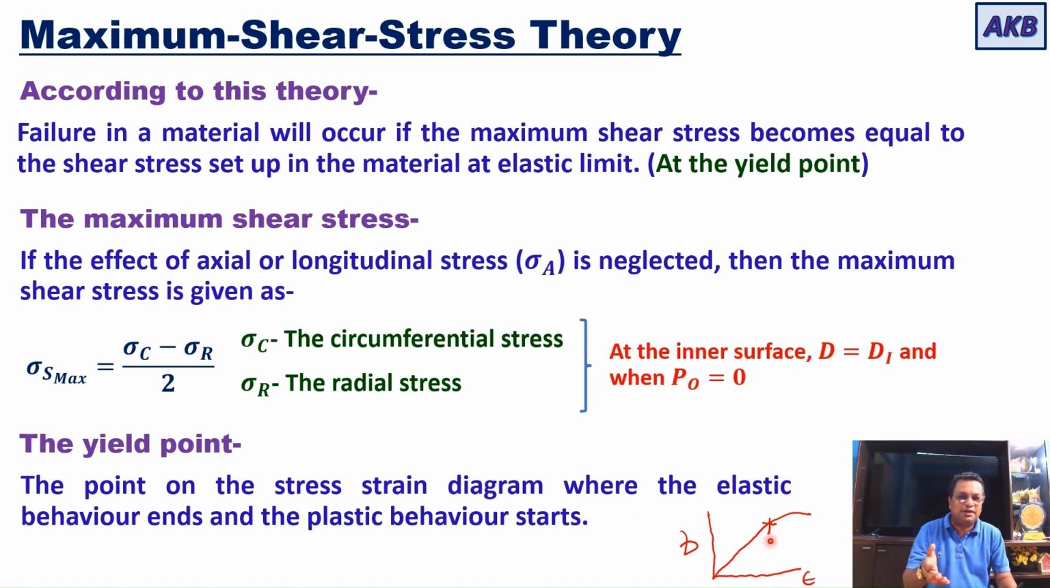That means the material after this point will not regain its original shape and size even if you remove the applied load. Whereas below this point, the material will regain its shape and size after you remove the applied load. So this is the yield point. Beyond this yield point, the material is going to behave plastically. So we are talking about the shear stress that is induced in the material. If it becomes equal to the shear stress corresponding to this point, the material is going to fail as per this theory. I hope this is clear to you.